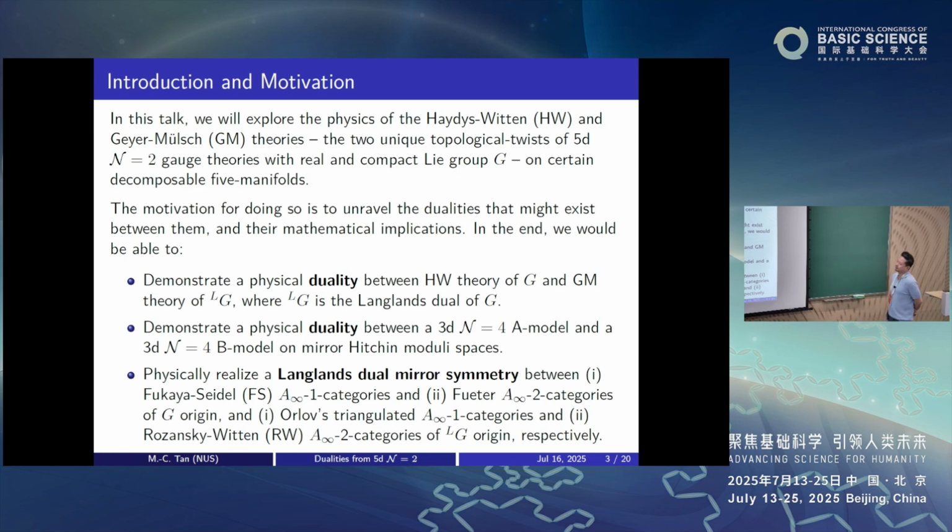So what is the motivation for doing so? The motivation is to unravel the dualities that might exist between these two theories, and of course, their mathematical implications. What motivated us to study these two theories is that if you look at 5D N=2 and compactify it on a circle, you get 4D N=4. That has your usual S-duality and the whole Langlands story. So there must be something going on if we consider at least one dimension to be a circle, for example.